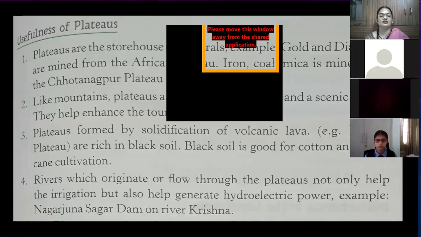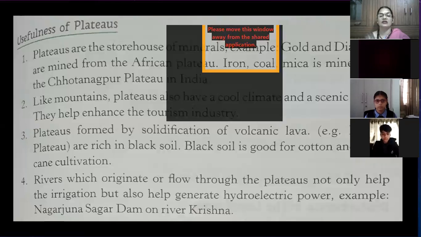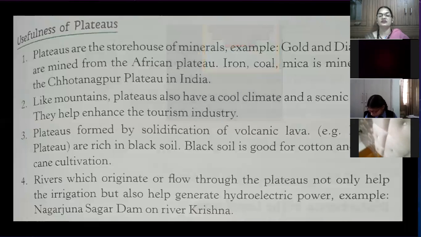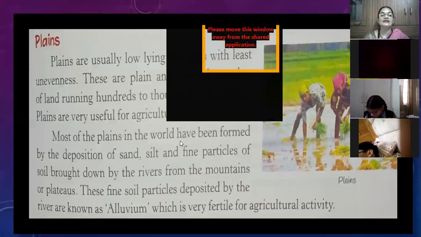Rivers which originate or flow on the plateau not only provide irrigation but also help to generate hydroelectric power, like the Nagarjuna Sagar Dam on the river Krishna. Clear, students? So these are the uses of plateaus. Now we move towards the plains.